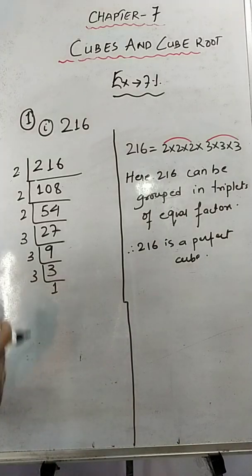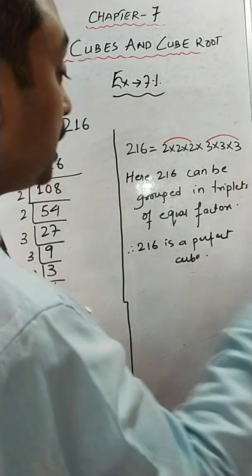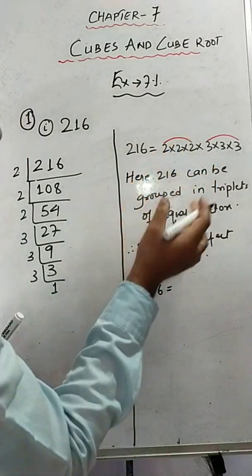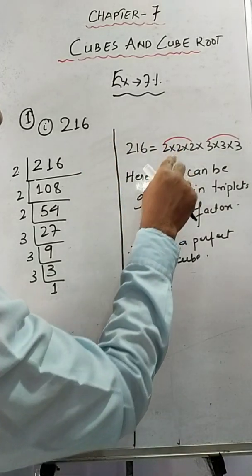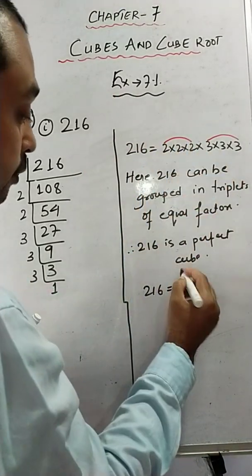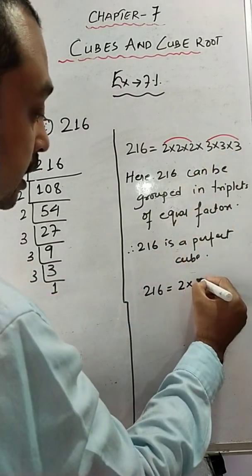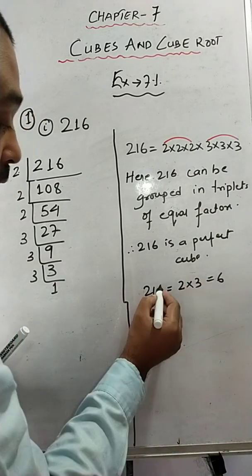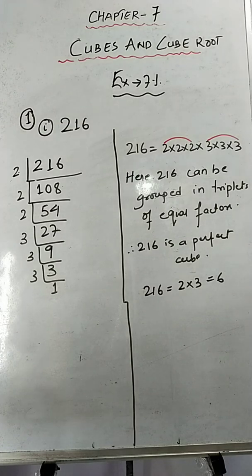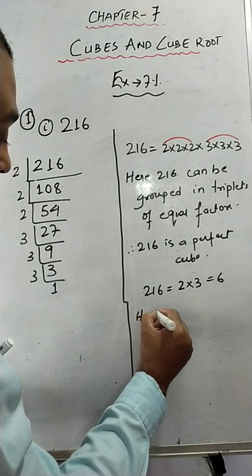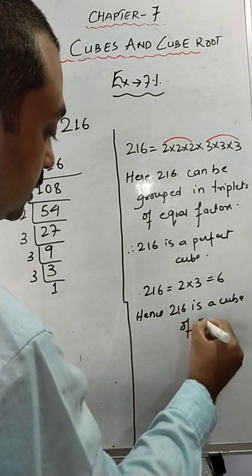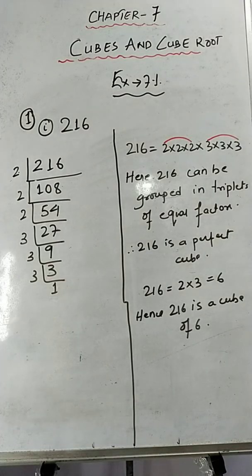And if you want to know which number you have to multiply 3 times to get this number, what is the rule? In the previous case, for each pair we were supposed to take only one number. Now for each triplet we will take only one digit. For this triplet we take 2, and for this triplet we take 3. That means 6. If you multiply 6 into 6 into 6, we will get 216. Hence we can say 216 is a cube of 6. I hope you have some idea now.